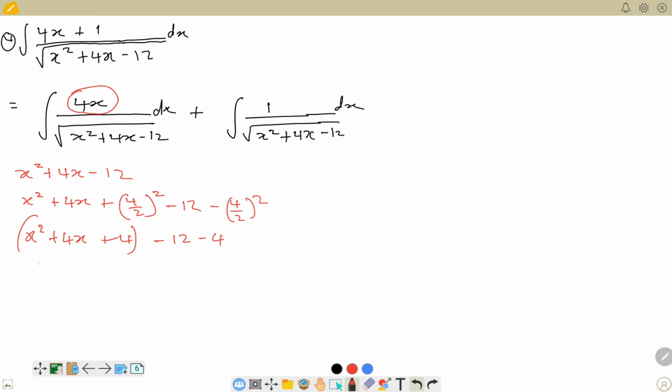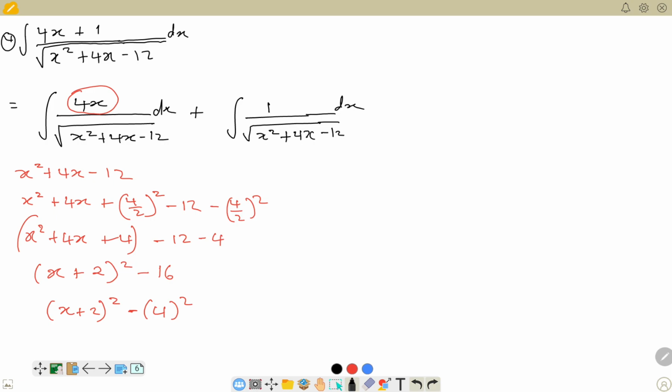We can rewrite this in a square format. It's going to be x plus 2 all squared. Minus 12 minus 4 is minus 16. And then again also we can rewrite this like this, but it's fine. It's actually 4 squared, or we can leave it as 16. It's not a big deal for now.